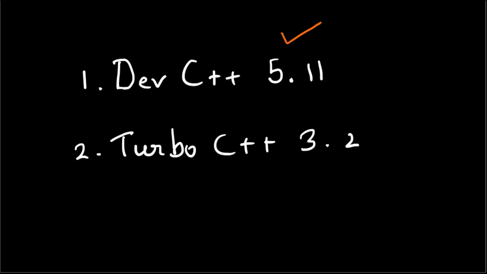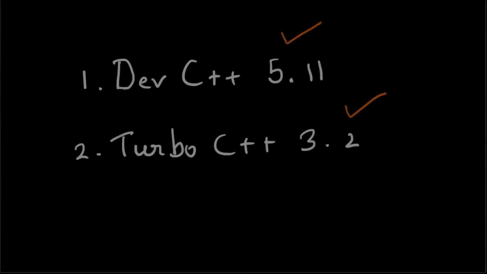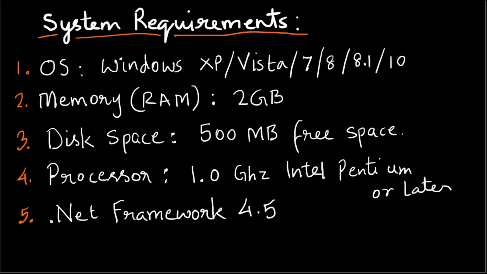There are tons of resources available online. The first one is Dev C++ version 5.11 on a Windows 10 computer, and the second C++ compiler is Turbo C++ 3.2 from Borland on a Windows 10 computer. Let us start with Dev C++ installation.